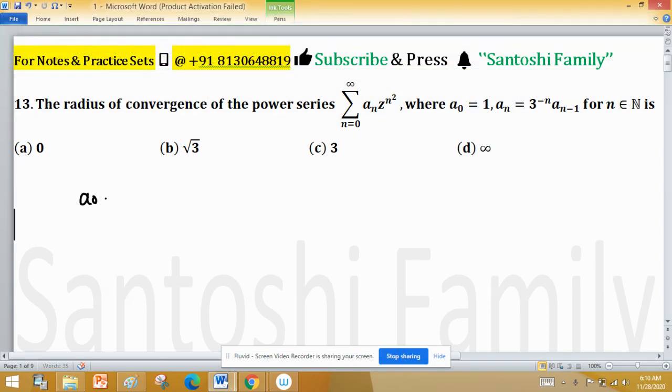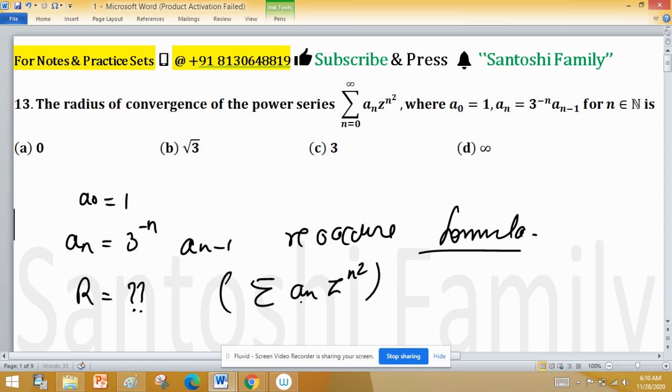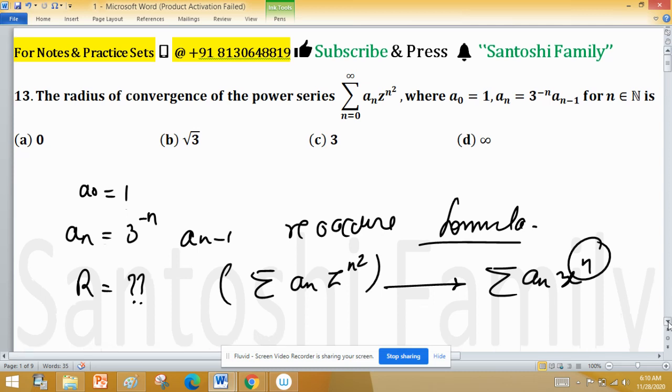As a_0 = 1 and a_n = 3^(-n) a_(n-1), the recurrence formula is given to us. So we find the radius of convergence R for this power series, the summation of a_n z^(n²). This is not in the standard form, which is the summation of a_n x^n type. Here, in place of n, it is given to us n².